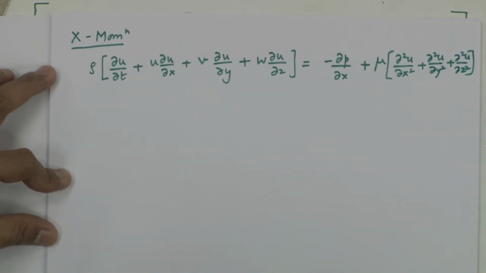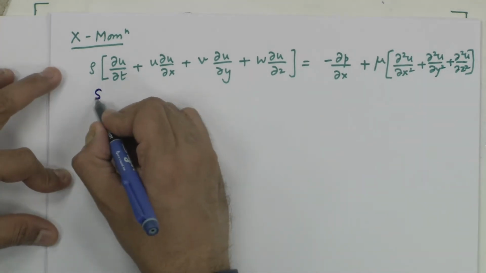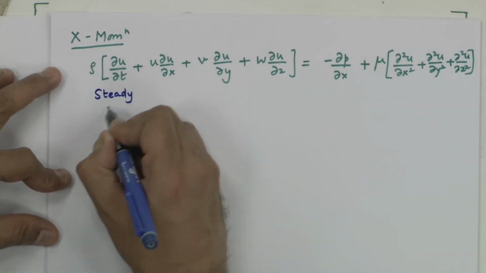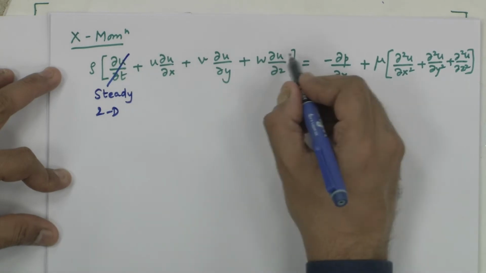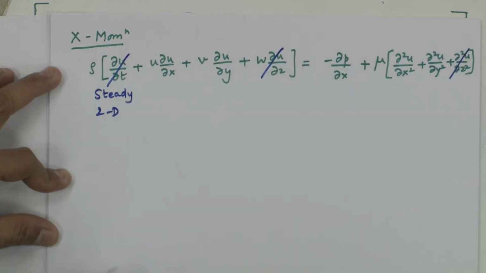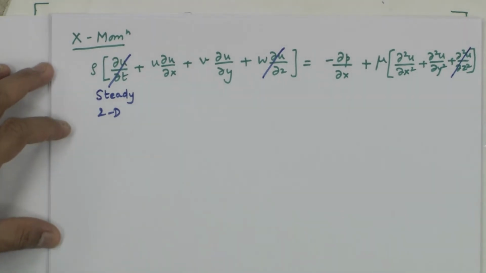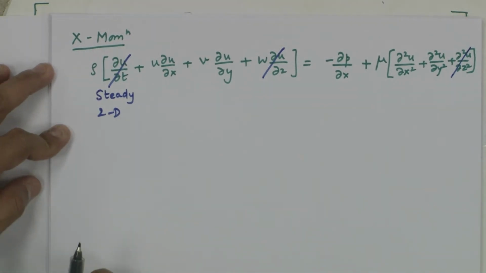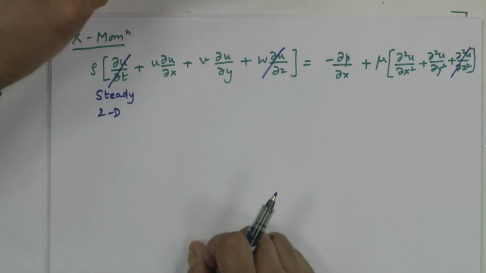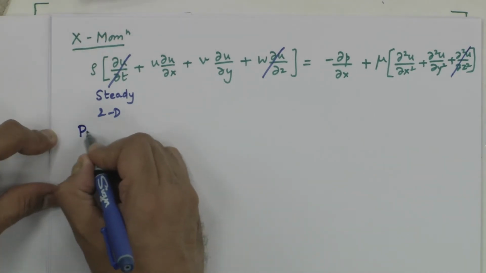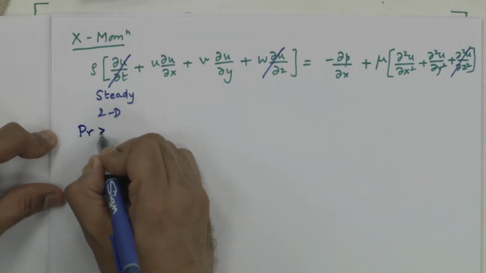And the boundary layer is typically steady, 2D, etc. So, this will go, this will go, this will go. Now, this is your simplified x momentum equation. Let us take the case of Prandtl number greater than 1.